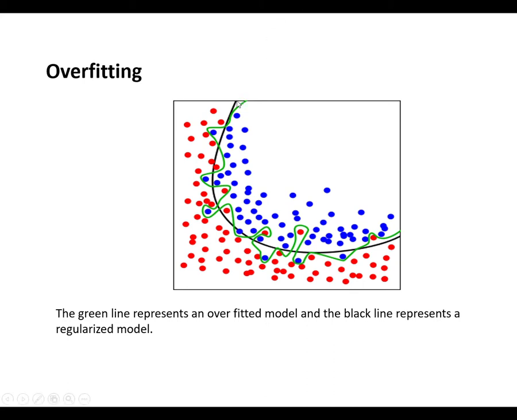Ideally, the black line, which does not classify some of the blue dots and some of the red dots, has some error as far as the training data set is concerned. But this works much better, because when it is implemented on the test data set, almost the same error will be found on the test data set.